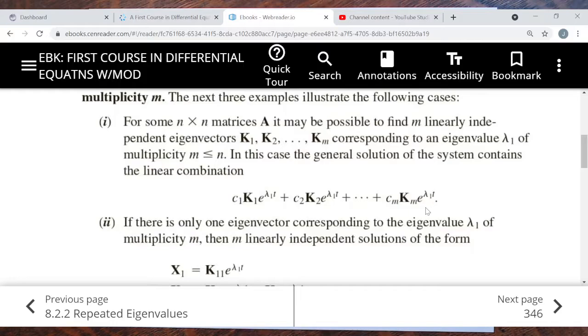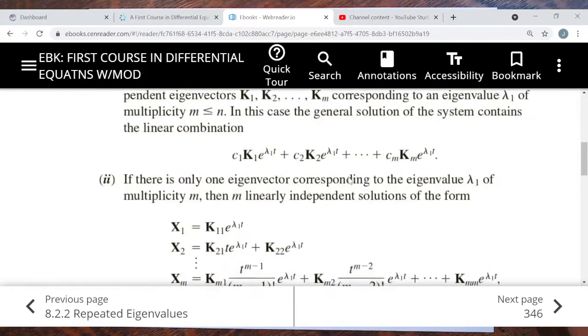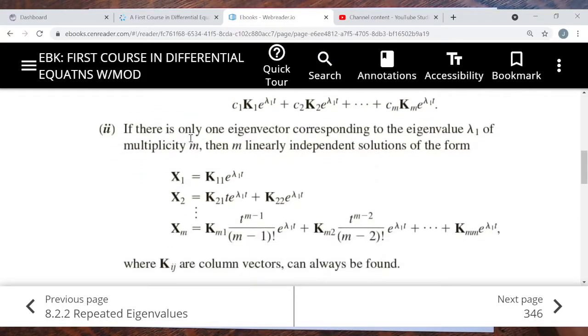Sometimes an eigenvalue has multiplicity m, and you're still able to find m linearly independent eigenvectors corresponding to that eigenvalue, which is fantastic. But that's not always the case. So case 2 is, what if there's only one eigenvector corresponding to lambda 1, and lambda 1 has multiplicity m? Well, if there's only one eigenvector, say k11 here, then one solution will be like normal. It'll be that eigenvector times e to the lambda t. But then you have these extensions.